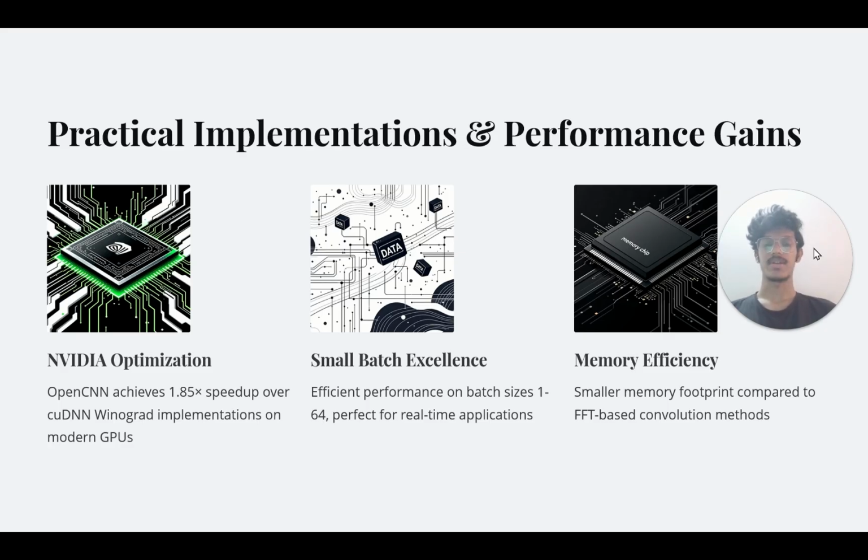This slide will essentially explain where it can be used and where it isn't currently used. In NVIDIA optimization, convolutional neural networks achieve a 1.85 times speed up over cuDNN and Winograd implementations on modern GPUs. Modern GPUs still continue to use OpenCNN, but for smaller batches, there is efficient performance. Basically, the smaller low power edge devices which use small kernels are perfect. The Winograd algorithm is perfect for those applications, and it's also memory efficient because of its smaller memory footprint compared to fast Fourier transform convolution methods.